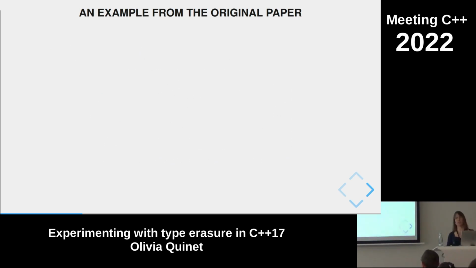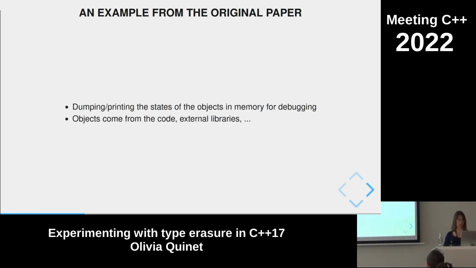So, I will take the example from the original paper to explain to you the idea that they presented, and it's mostly a screenshot of their paper. So, the example they wanted to do is to dump or print the state of an object in memory for debugging, and the object could come from the code they write or from external libraries. And so, of course, there's, again, different options to do that.